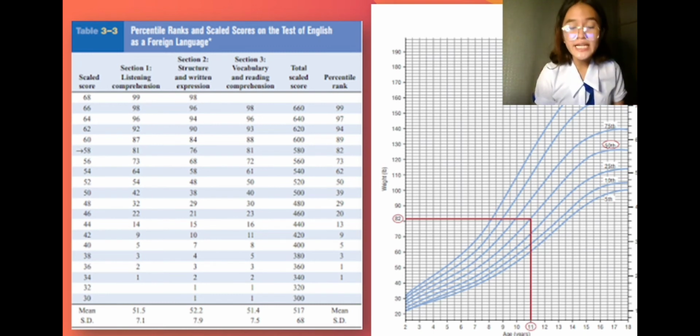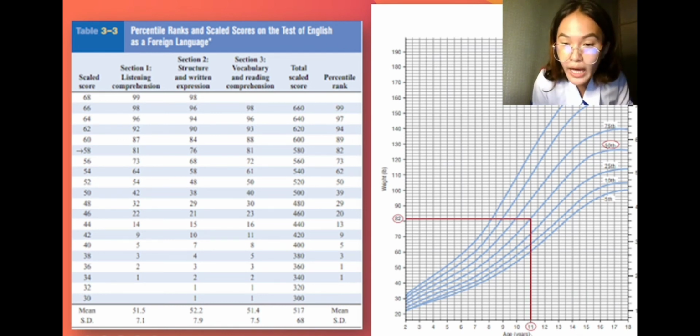So on the right side, class, this is the percentile in graphical form of weights of girls ages 2 to 18. To find the percentile rank of an 11-year-old, our x-axis is the age and our weight is on the y-axis. Suppose we want to find the percentile rank of an 11-year-old girl who weighs 82 pounds. So 11 is the age and her weight is 82.